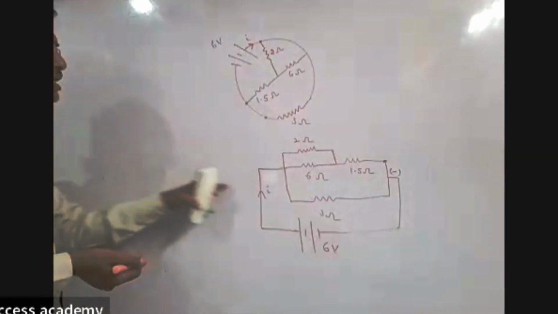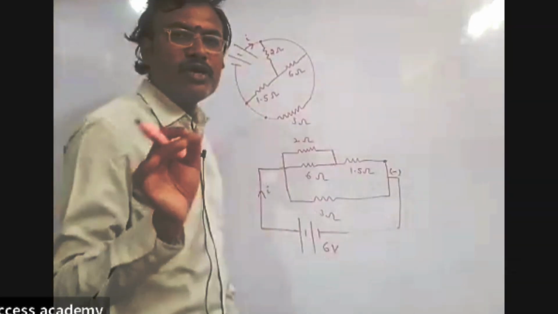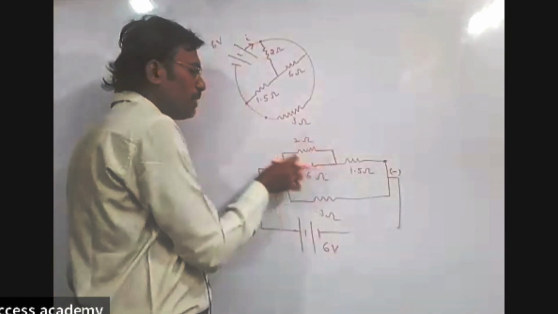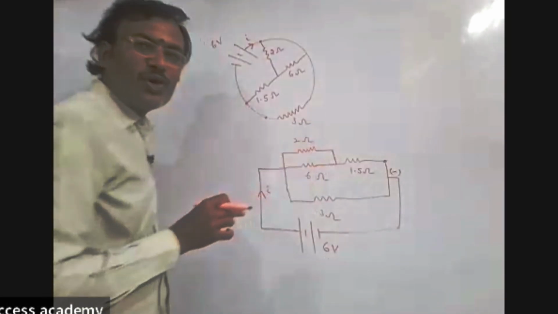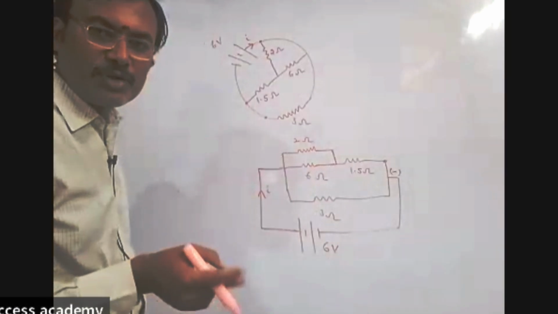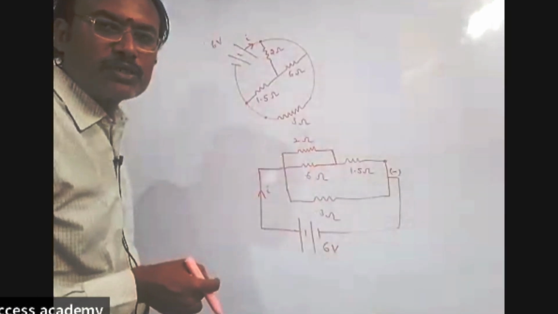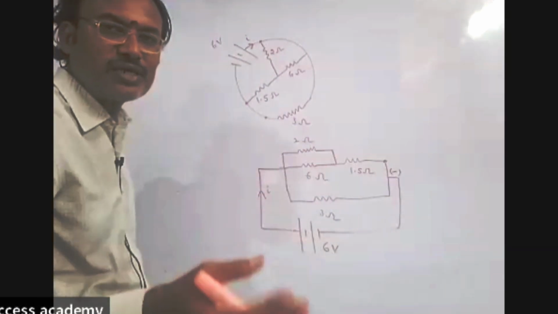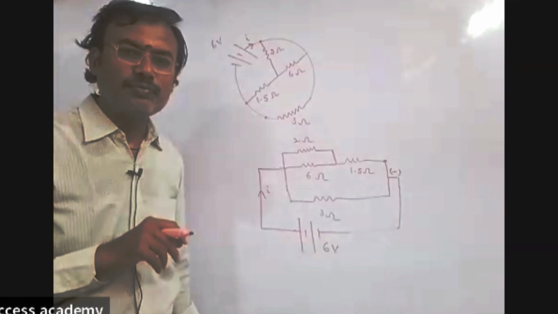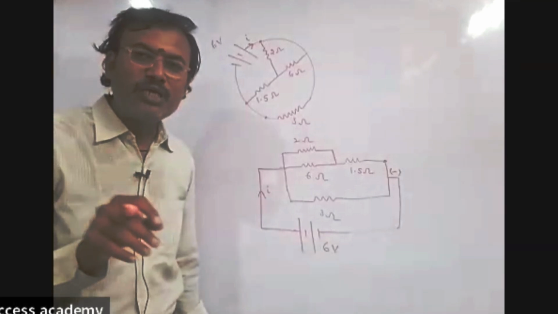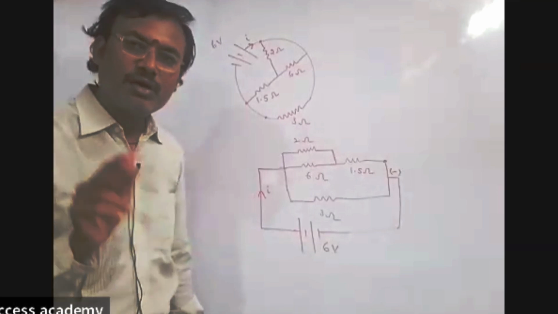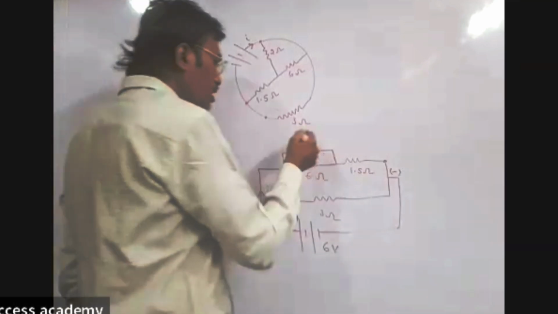Now for calculating the current, at first we need to calculate the effective resistance. The 2 and 6 are parallel. In a parallel combination of resistors, the effective resistance is R1 R2 by R1 plus R2. Don't confuse capacitors and resistors. In case of a parallel combination of capacitors, it is C1 plus C2, whereas for resistors it is R1 R2 by R1 plus R2. Got it?